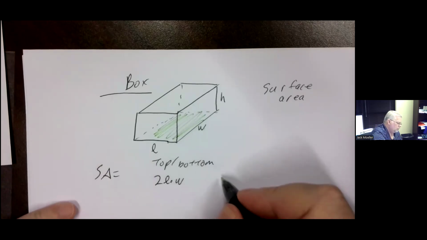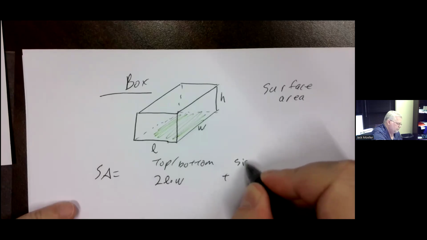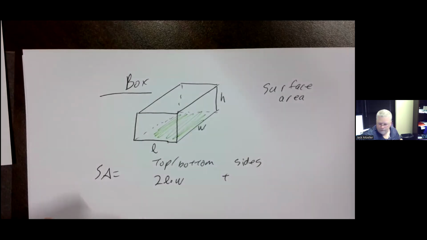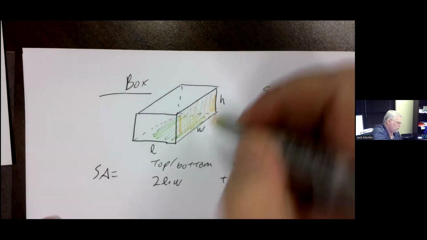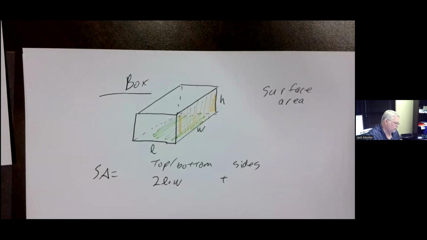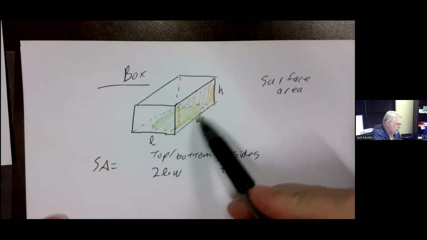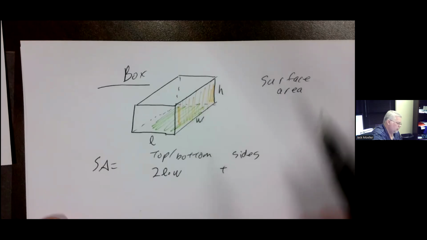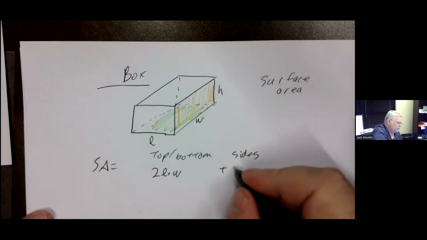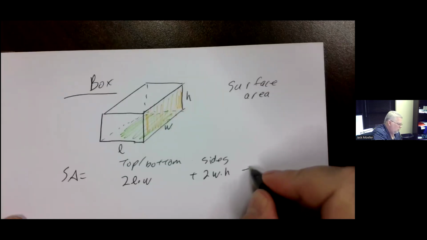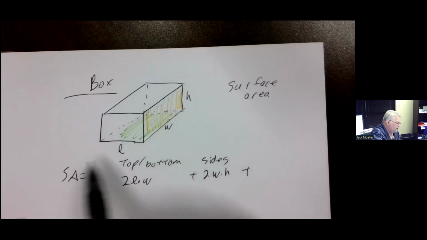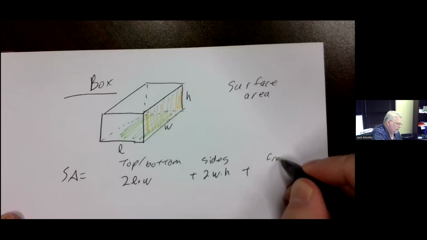Now let's look at the sides. There's the right side, and what is the area of that side? Well, that is width times height, and there's a left and a right, so there are two of them. It doesn't matter if you do height times width or width times height. So we did the top and the bottom, the left and right, so now let's do the front and the back.